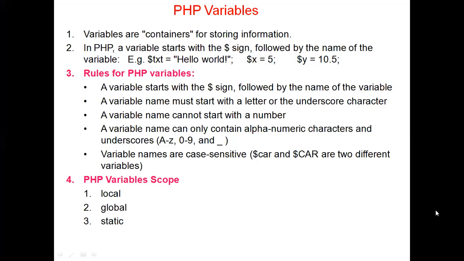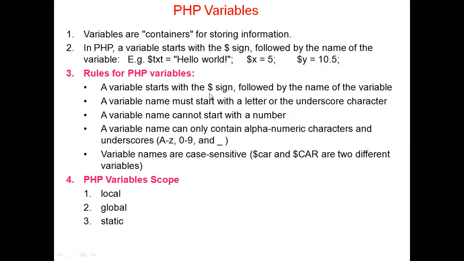How you are going to define the PHP variables? So what is the variables? Variables are the containers, because they are used to store the information. So in PHP, a variable always starts with the $ sign followed by the name of the variable. For example, $txt. This is the string. This is the number, $x is equal to 5, that is the purely integer value, and this is the float, that is with the decimal point. Now there are some rules while defining the PHP variables.